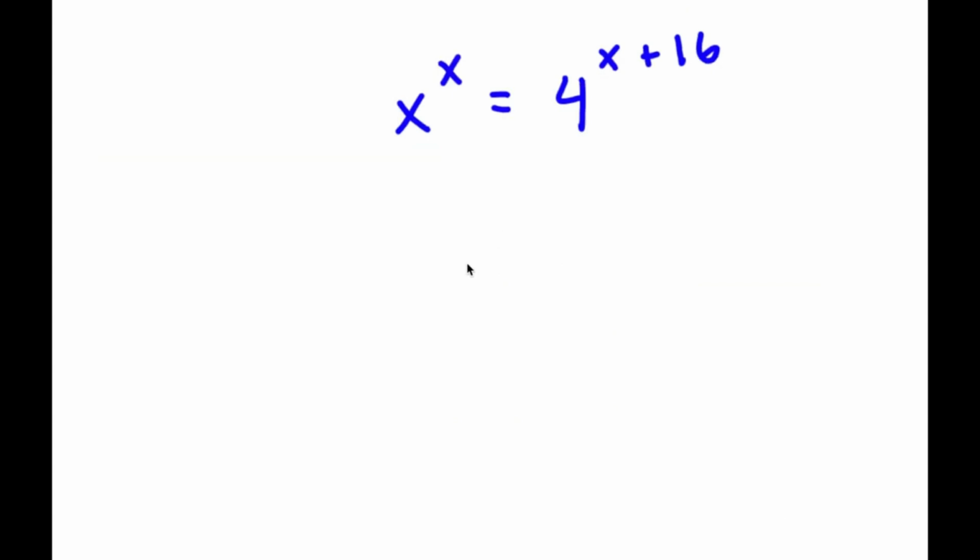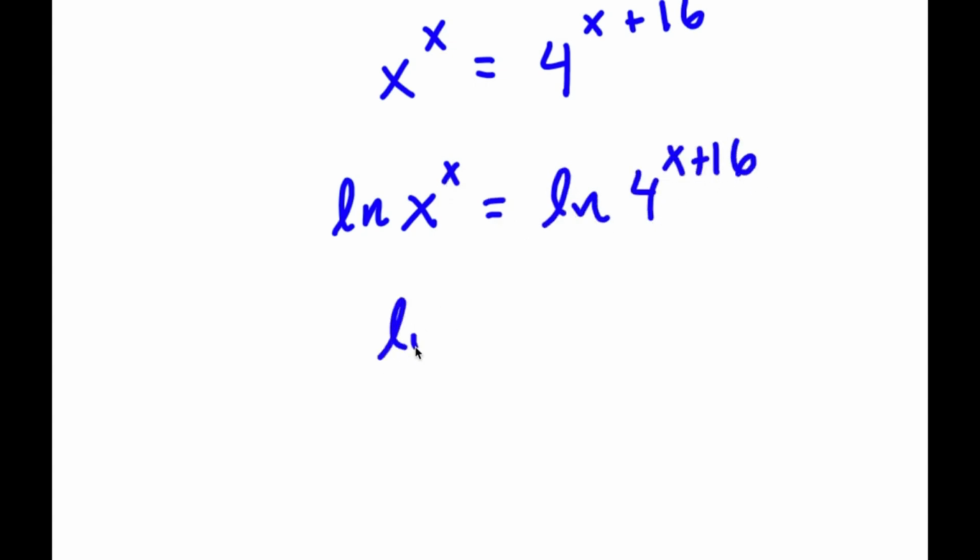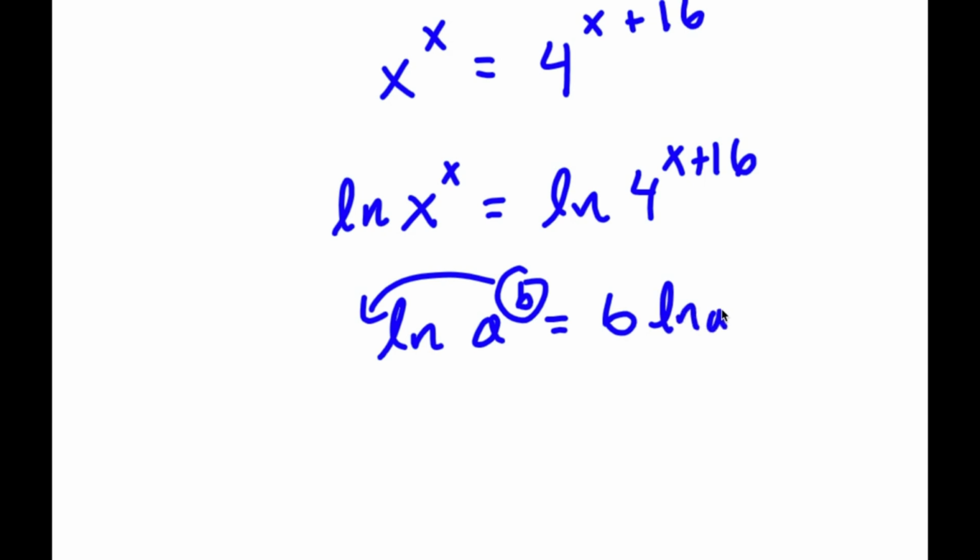Alright, so in this problem, I have x to the power of x is equal to 4 to the power of x plus 16. So the first thing I'm going to do is take the ln, or natural log, on both sides. So now I have ln x to the power of x is equal to ln of 4 to the power of x plus 16. Now if I take the ln of something in the form a to the power b, I can move this exponent b to the front. So this can equal b times ln a.